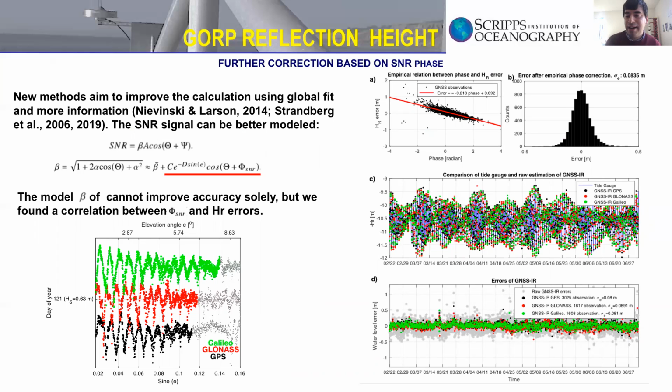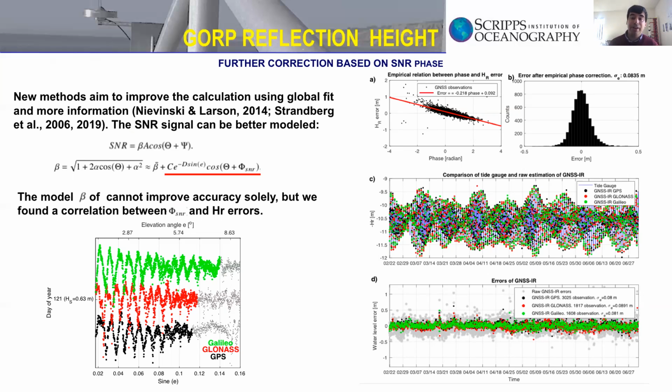try to gain more insight about the quality of the shape of this SNR signal, the detrended SNR signal, and try to see if we can get more information in order to improve the accuracy. And that is how we followed research from Nievinski, Larson and Strandberg, who have been doing a great job in order to improve the accuracy of this technique. And what we discovered is that they are working not only with the frequency of this oscillation, but also with other properties. For example, the decay of the SNR signal when we are changing from coherent reflection to incoherent reflection, and also they are working with the phase of the signal.